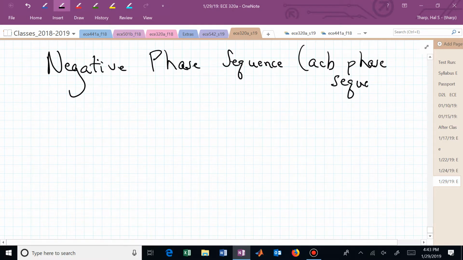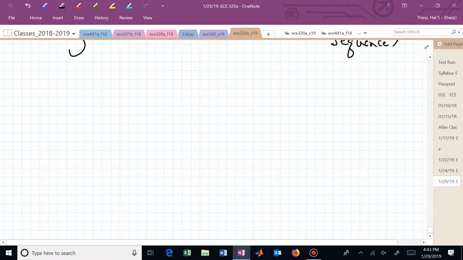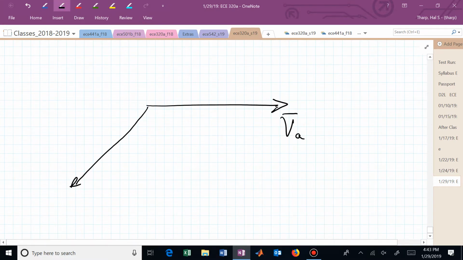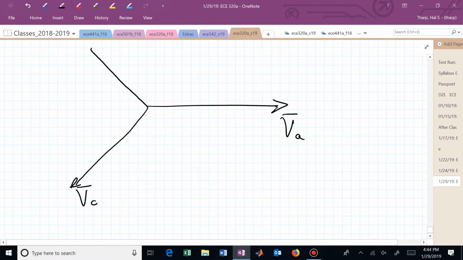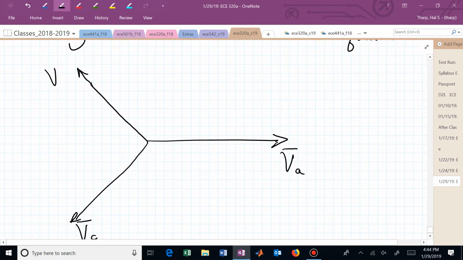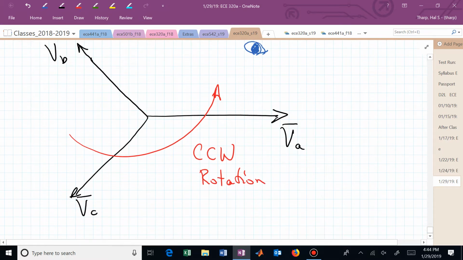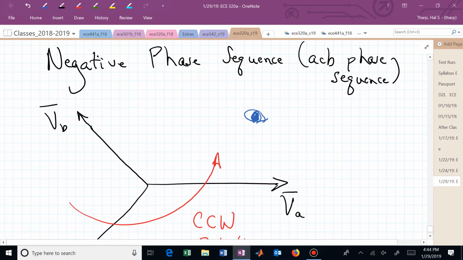Are the vectors still spinning in the same direction? And what is really happening here? Now we have A here, V sub A. Here's V sub C. And here is V sub B. And they are exactly spinning in the same direction. They're still going counterclockwise. So now it's ACB. So what did I say here? ACB phase sequence. This is the negative phase sequence.